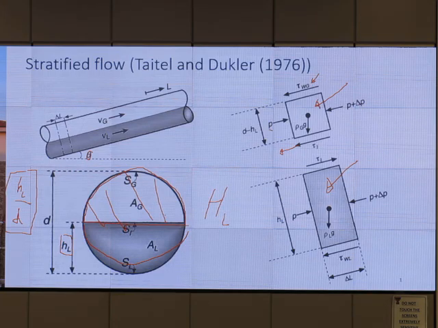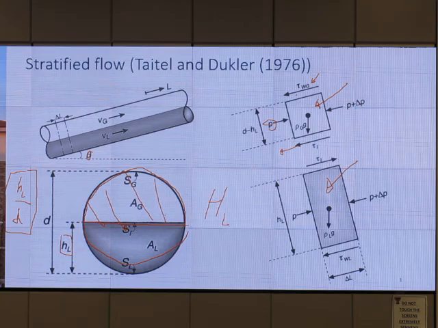So if you notice, this is a force balance acting on that control volume, right? The interface shear acting on the gas is dragging it back. The top shear between gas and wall is also dragging back. Pressure on the left side pushes it forward. Pressure on the right side pushes it backward. So this is the force balance, free body diagram.